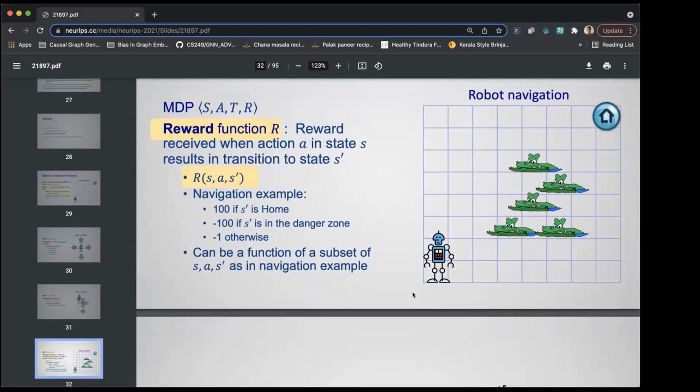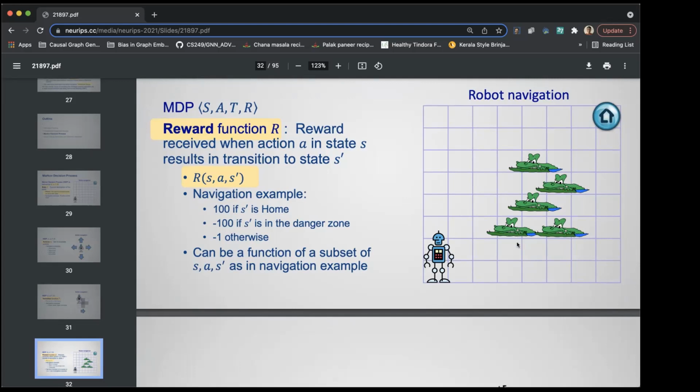We also have a reward function R, and this reward is received when an action A in state S results in transition to state S prime. So the reward function takes as input the current state, the action, and the resultant state. Let's take this navigation example. We're going to give the robot a really high reward if the resultant state is home. We want it to reach home. So let's say this is S prime, then we're going to give it a reward of 100.